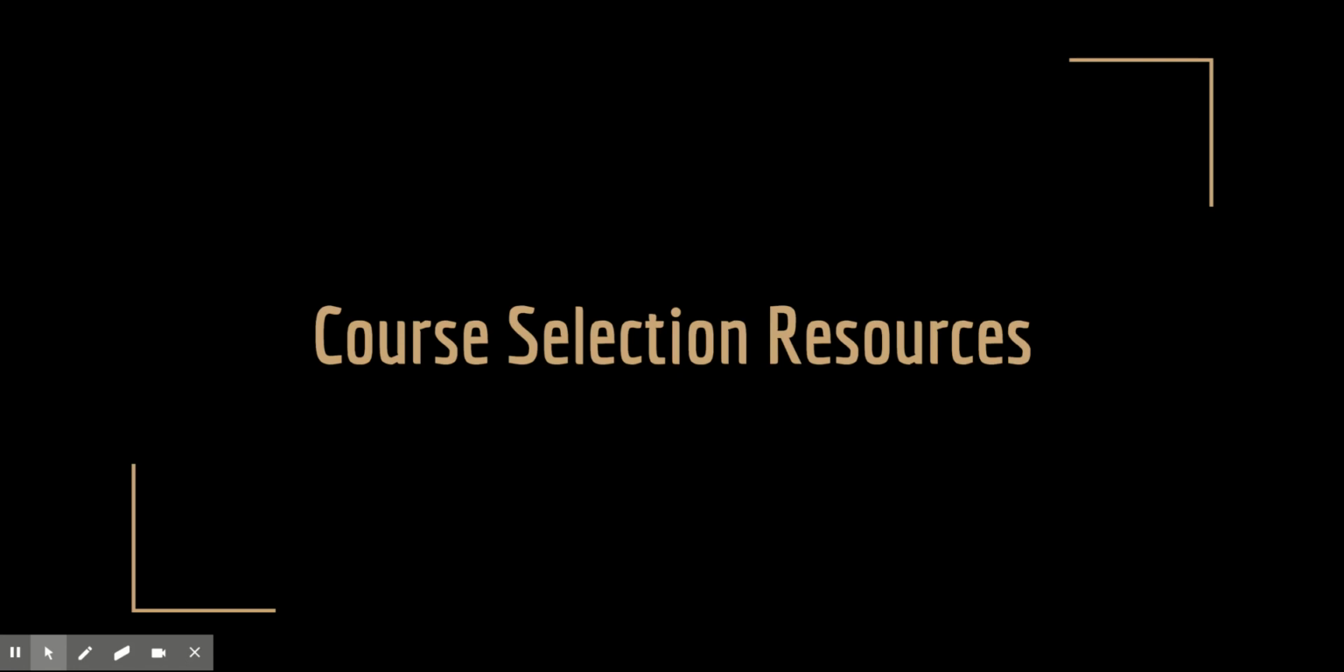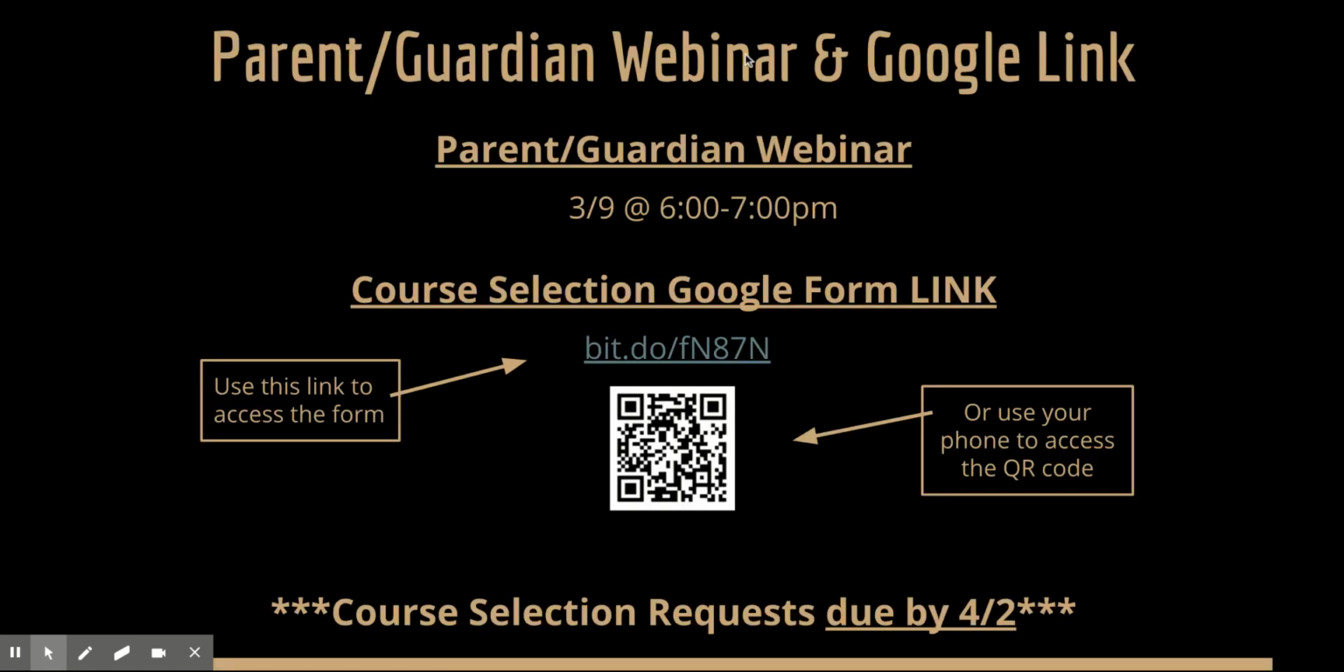So the course selection resources, what else is available to you? Well, the very first thing is going to be our Parent Guardian webinar. That will be this Tuesday, March 9th at 6 p.m. to 7 p.m. We'll have a short presentation, and then we'll be open for question and answers. There's also the link to the Google form listed here. You can copy and paste that bit.do into a web page, or again, use your QR code with your phone. We ask that all course selection requests be completed by April 2nd.